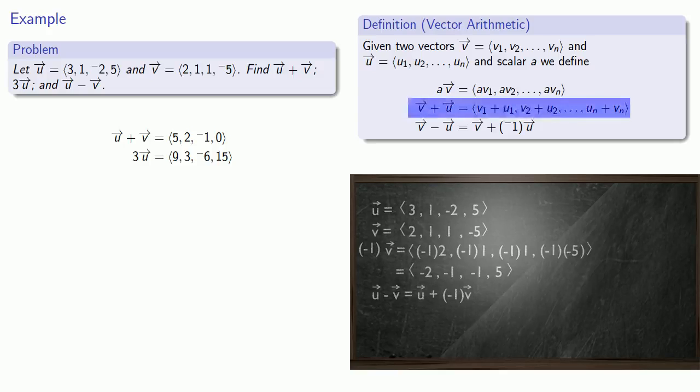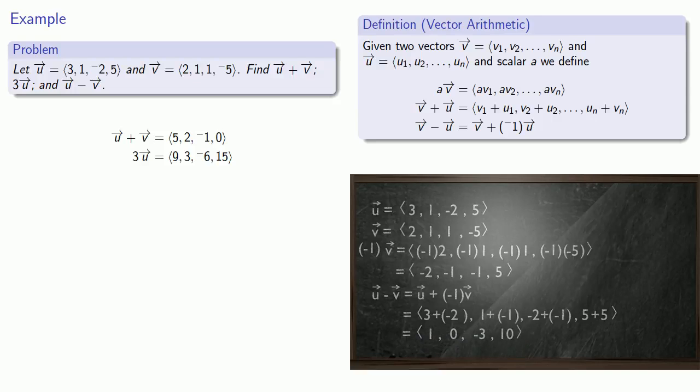Now we'll add our vectors component-wise. The first component of u with the first component of -v, the second component of u with the second component of -v, the third components, and the fourth components. Performing the additions gives us our final vector u minus v, (1, 0, -3, 10).